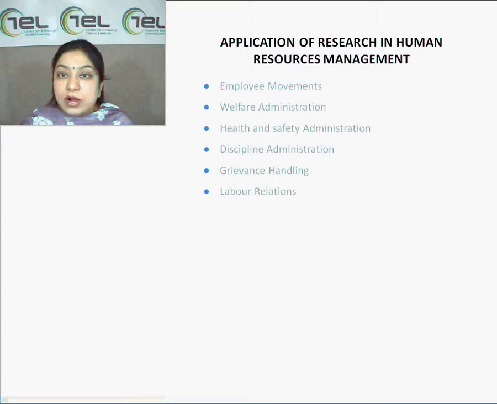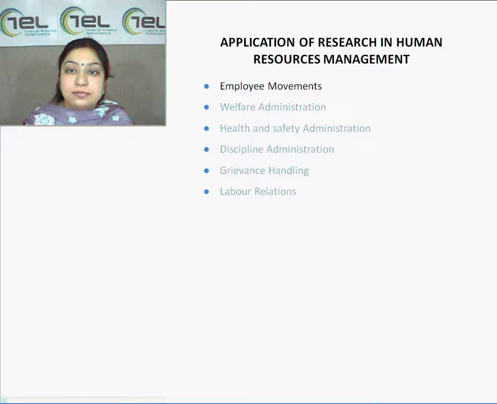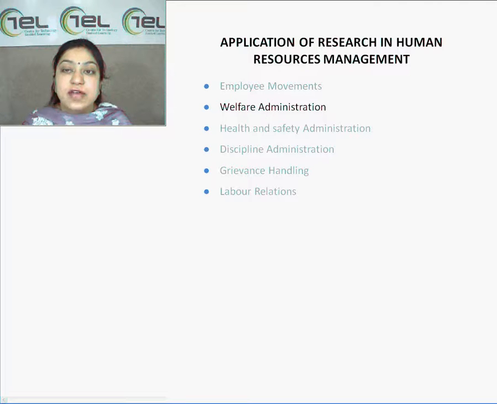Now, there are more areas in human resource where you can apply your research. It is employee movement, whether you want to retain the employee, or you want to make promotion, or job rotation has to be done. For this also you require research to be done. Welfare administration, whether you have provided good working conditions to the employees or not. Your health and safety administration is also very important. In case your employees have any grievances related to health and safety, this information can be gathered with the help of research.